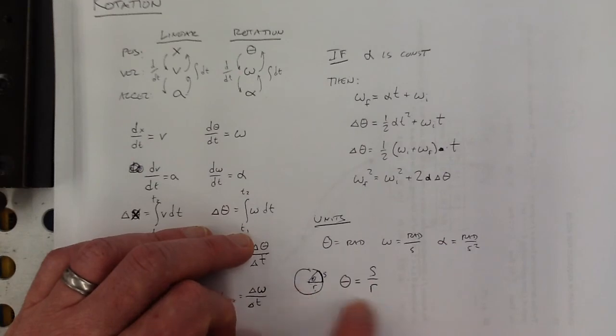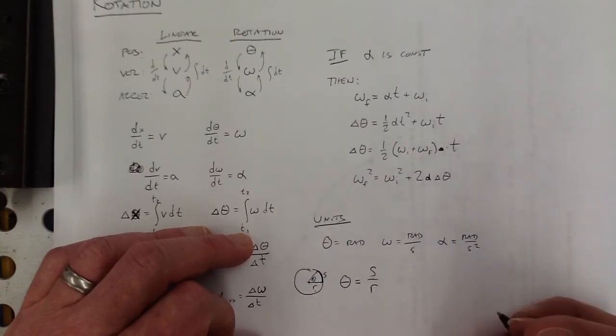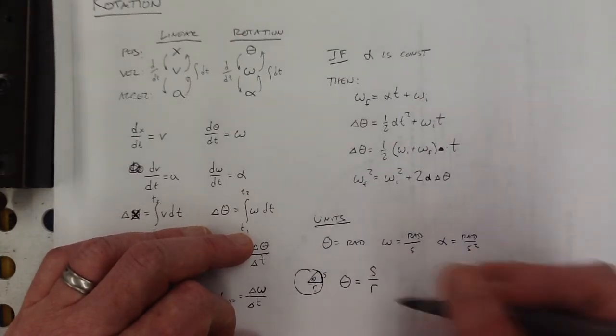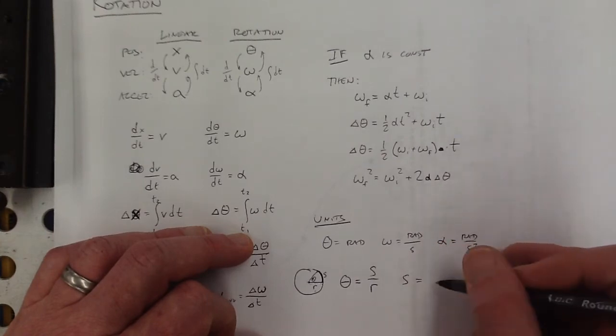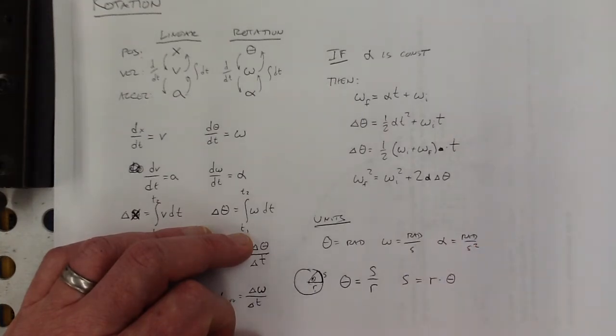That's kind of like the definition of radian measure right there. If it's the unit circle, great, then theta is just equal to the arc length. So if that's true, then note that the s, the distance, is equal to r times theta. And this gives us a way of getting back and forth between distances, right?